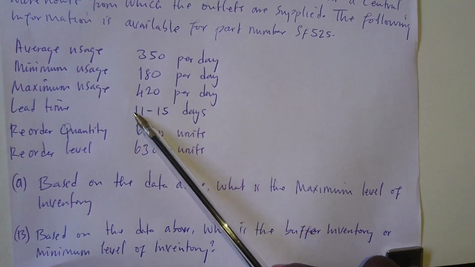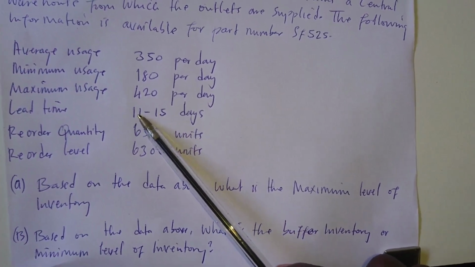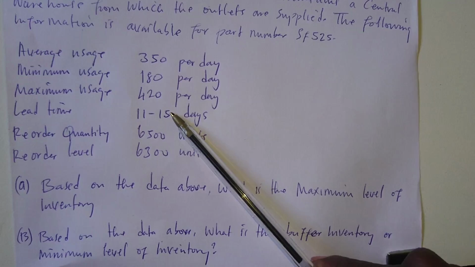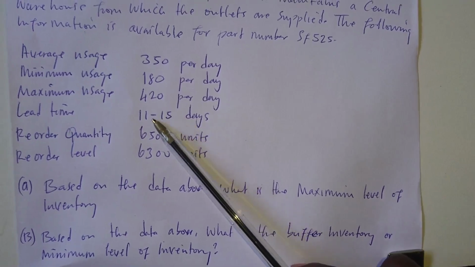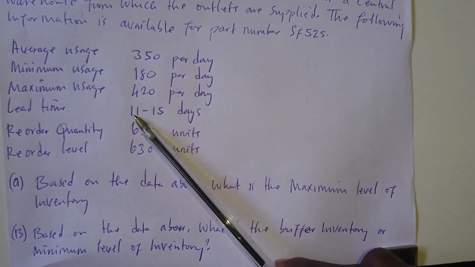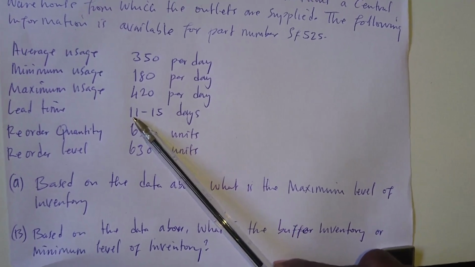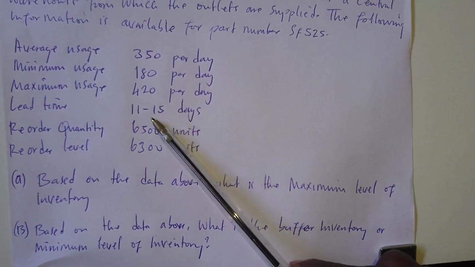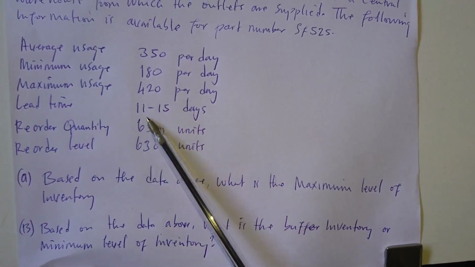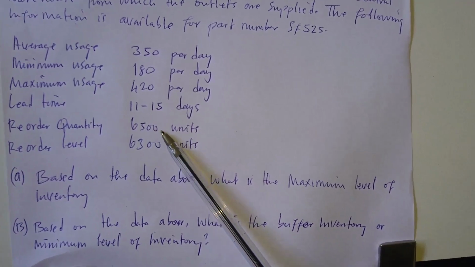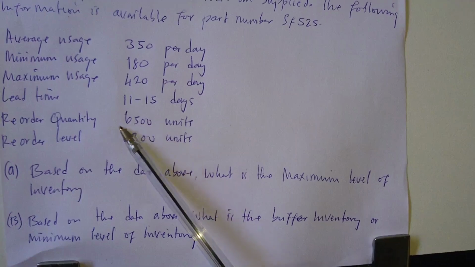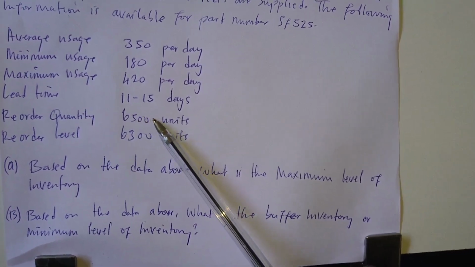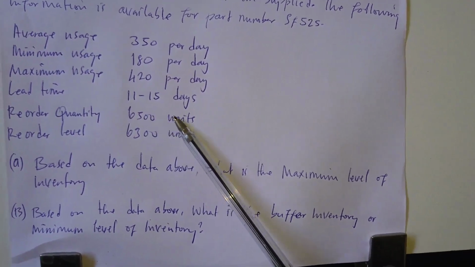Okay, so lead time: it takes 11 to 15 days for the inventories to be delivered when an order is made. So the minimum lead time is 11 days, and the maximum is 15 days. Then the reorder quantity is 6,500 units. When you want to make the purchase, this is the quantity you are going to order, 6,500 units.